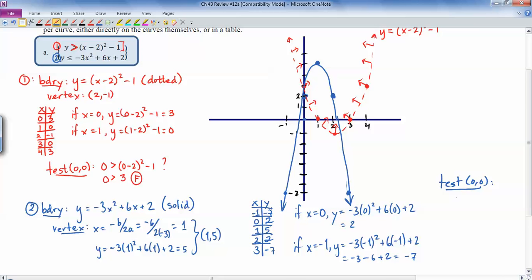I'm going to plug it back into the original over here. So I'm checking, is 0 less than or equal to -3 times 0 squared plus 6 times 0 plus 2? If you work that out, is 0 less than 2? Yeah, that's true. So we shade the side that has (0, 0) in it. That's the inner part of this parabola.